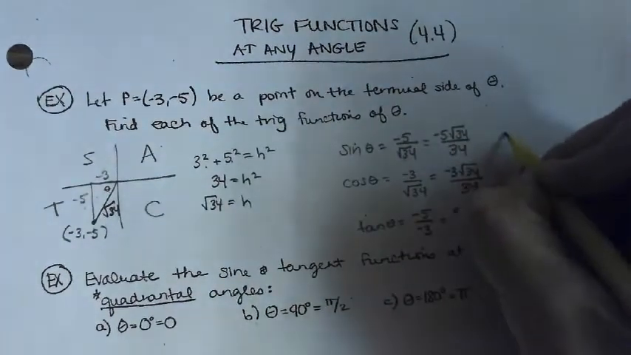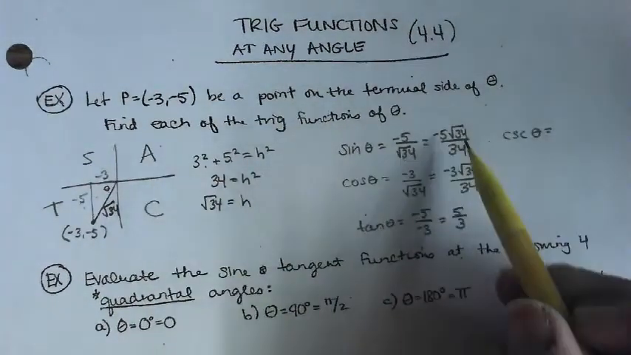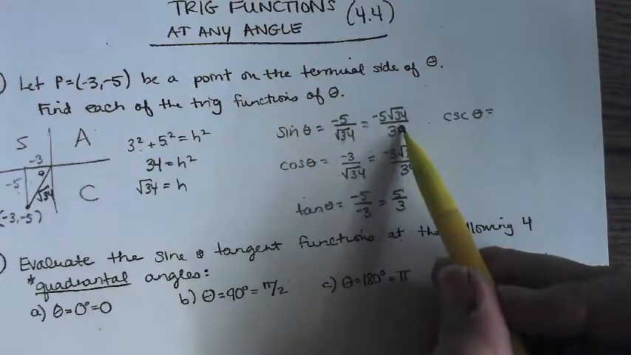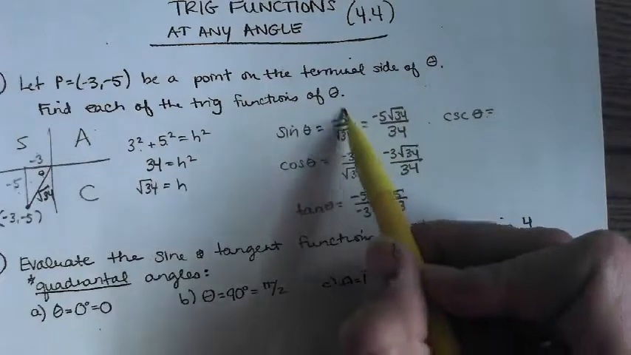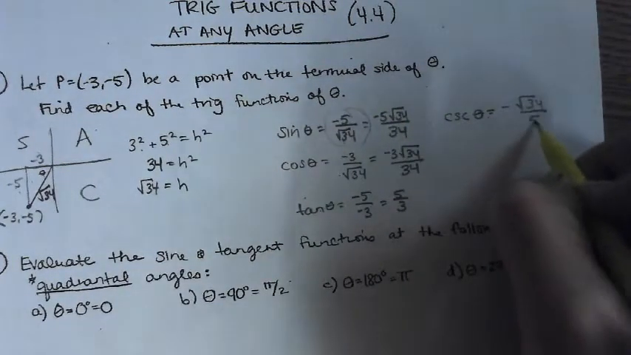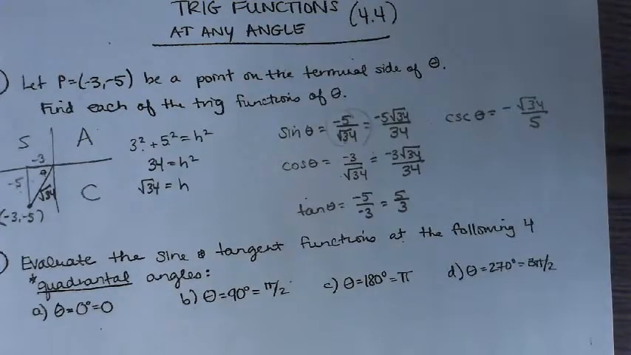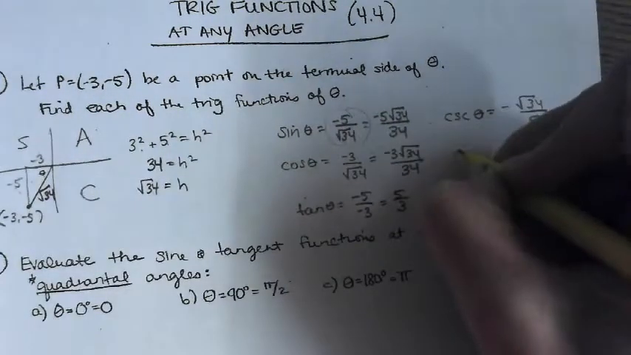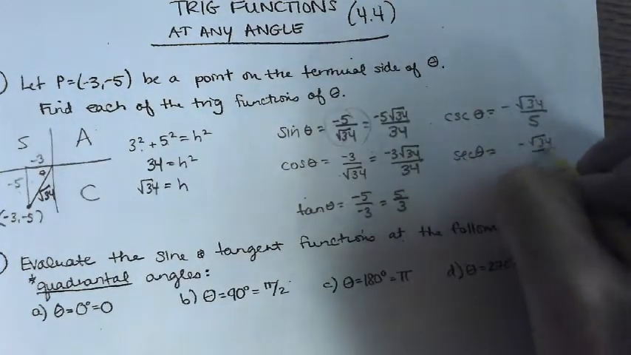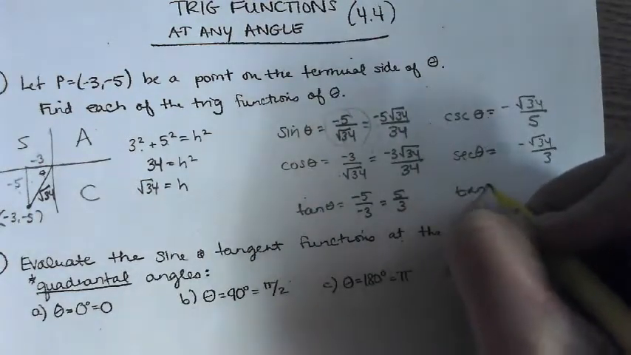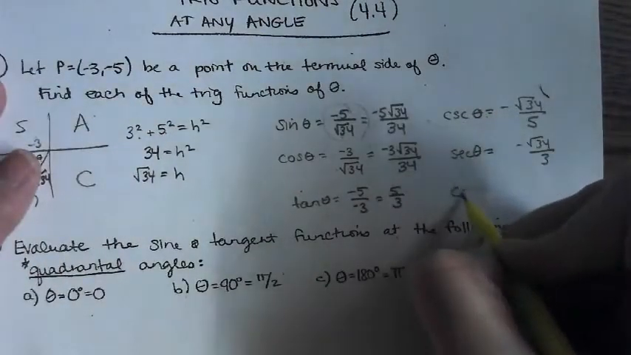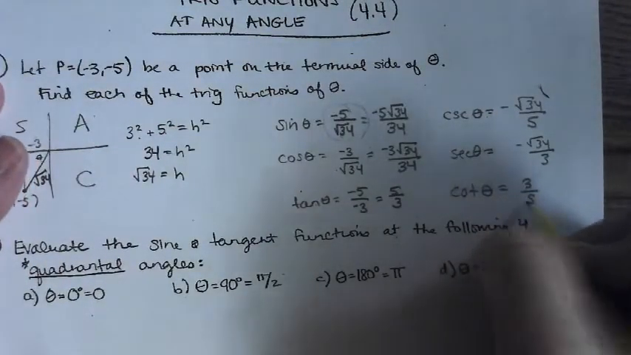Our other 3, cosecant, again, don't be smart about this. Don't reciprocate the one that's rationalized, because then you're going to have to re-rationalize. Just go back to this version of it and reciprocate that one, and then you don't have to worry about rationalizing. Follow? For our secant, we'll just make that negative root 34 over 3. And for our cotangent, 3/5. Any questions on that?